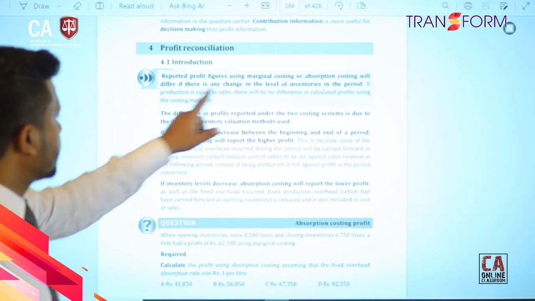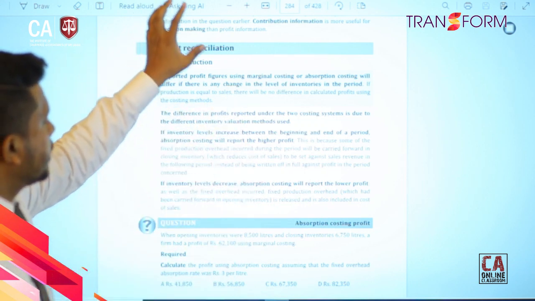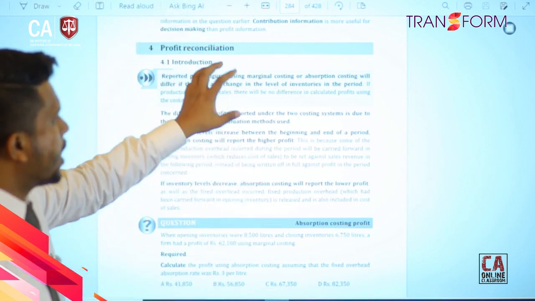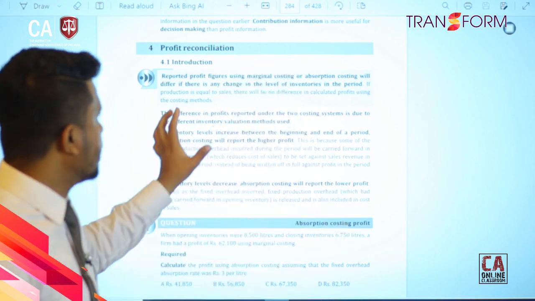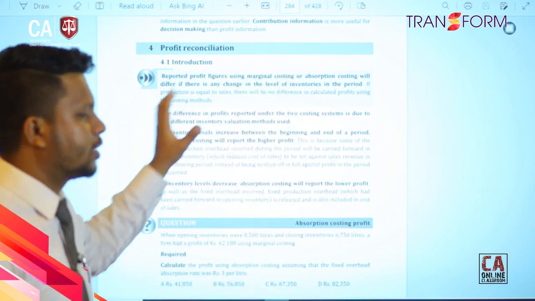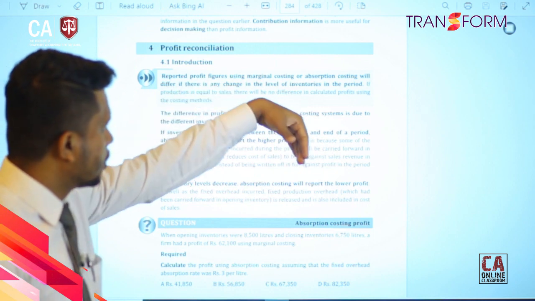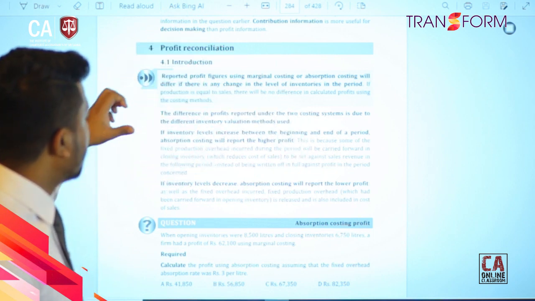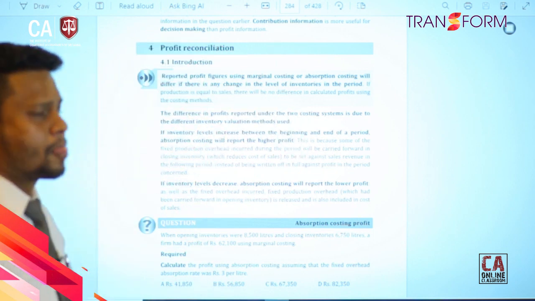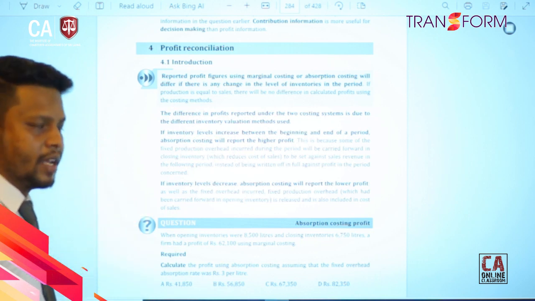Then you can decide what is the reason for making this kind of difference in the profit calculation under the two types, caused by the inventory valuation.